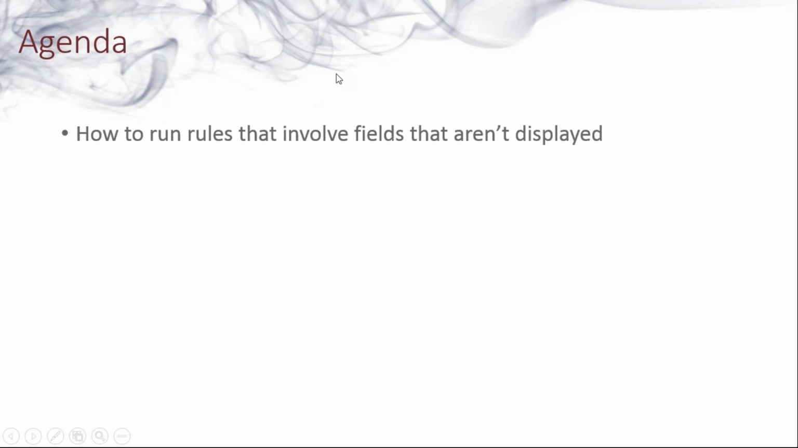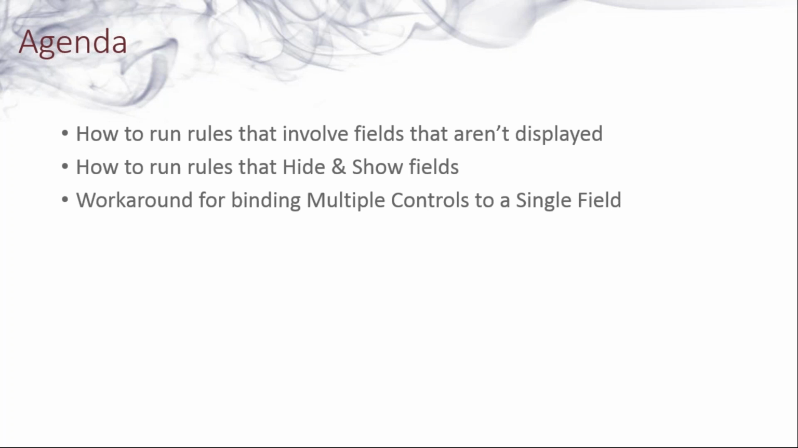We're going to go through some tips and tricks that can allow you to take some of the features and some of the design logic that you may have used in your InfoPath forms already, or that you may find helpful for InfoPath development, and show how to modify that logic and that design technique to make those same features work in Formotus. So we're going to be talking about how to run rules that involve fields that aren't displayed, how to run rules that will hide and show fields or sections, and workarounds for binding multiple controls to a single field. These are all things that you're able to do in InfoPath, but don't necessarily work in Formotus without a few tweaks.